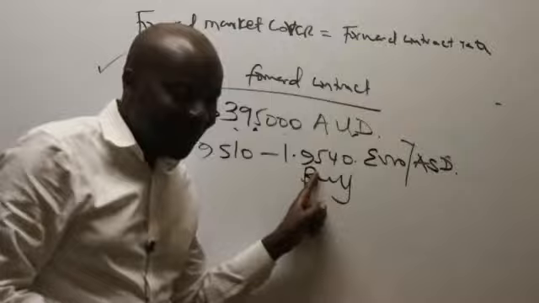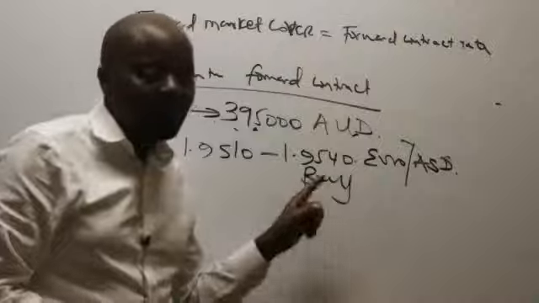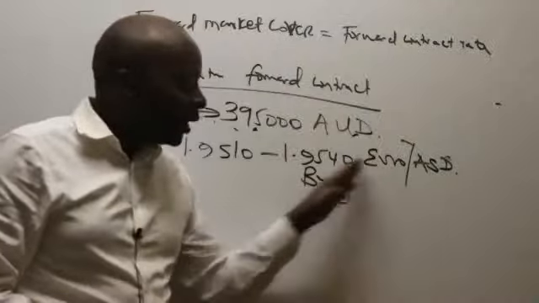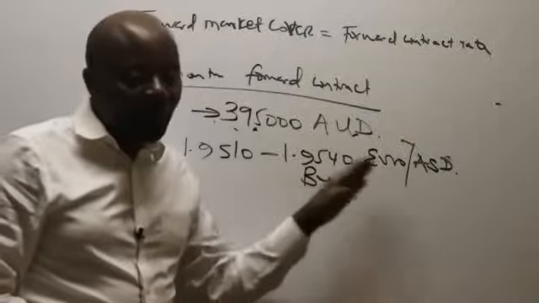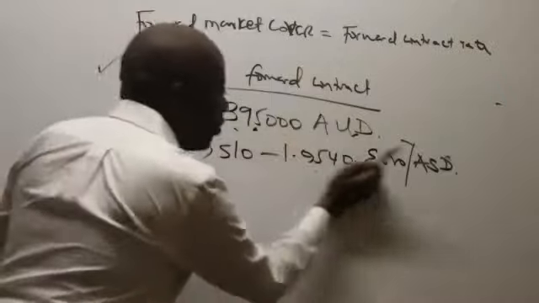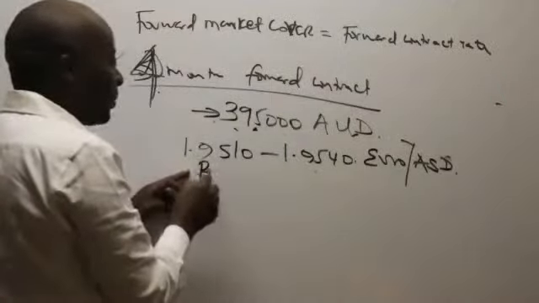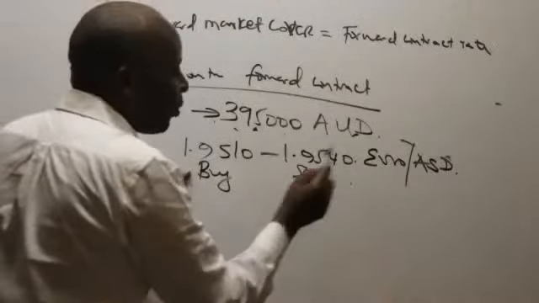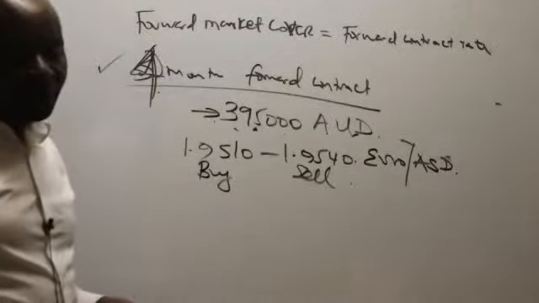Will this be the buy? It cannot be. Why? Because euro is on the left side. So in this case here, euro being on the left side, this becomes buy, and then automatically this will become what there? This will become sell.